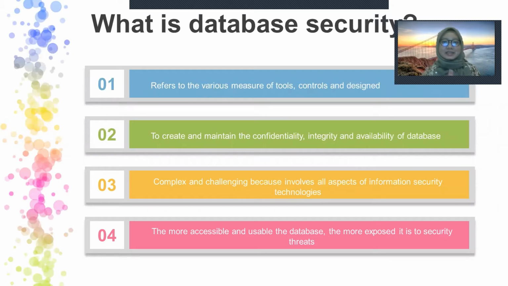What is database security? Database security refers to the various measures of tools, control, and design to create and maintain the confidentiality, integrity, and availability of database. Confidentiality means users should not be able to see things they are not supposed to. Integrity means users should not be able to modify things they are not supposed to. And lastly, the availability means users should not be able to see and modify things they are allowed to.